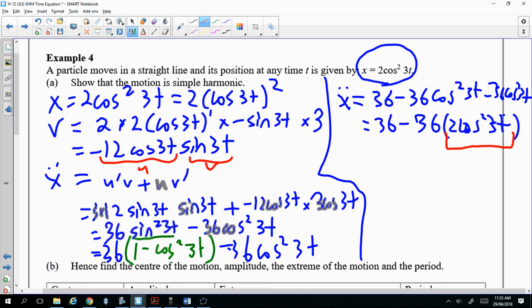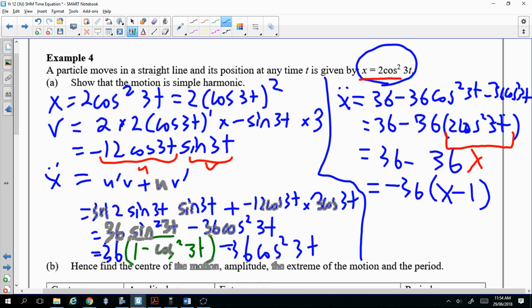So you can say, therefore, it is simple harmonic motion. You have to write it in the form of negative n squared times (x minus the center). So from there, I could work out what the center is. The center is at 1. Okay, take note of that. A lot of working: product rule, chain rule, then write x, and then you have to change sine square into cos square.